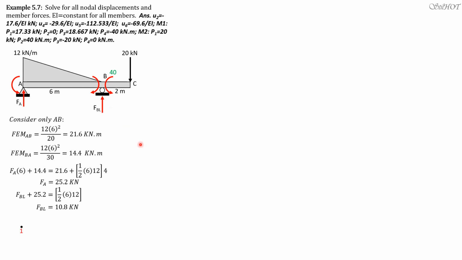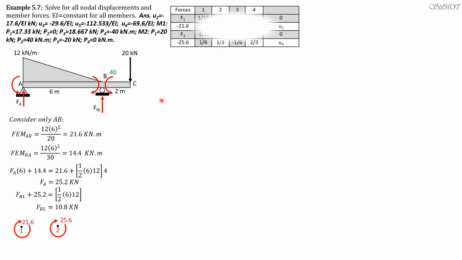Then for nodal loads or nodal forces, since the fixed moment is counterclockwise, the nodal load is clockwise: 21.6 clockwise at 1. At 2, only 14.4 minus 40, that's negative 25.6, so negative means clockwise again.